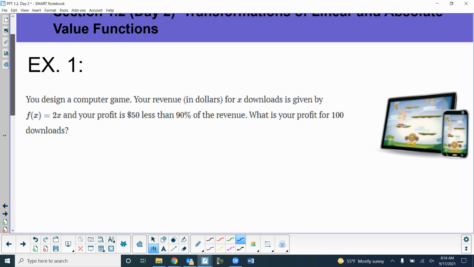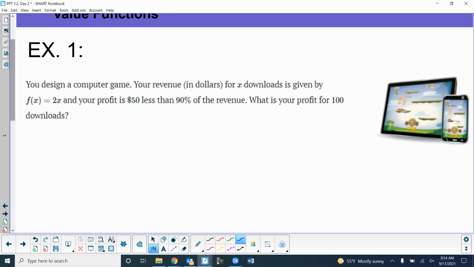So here's the type of problem we're adding into our work today. It says you design a computer game, your revenue in dollars. Do you guys know what revenue is? What is that? Your sales, right? How much you bring in. So your revenue for x dollars is given by this function. So that's what our revenue is, this function.